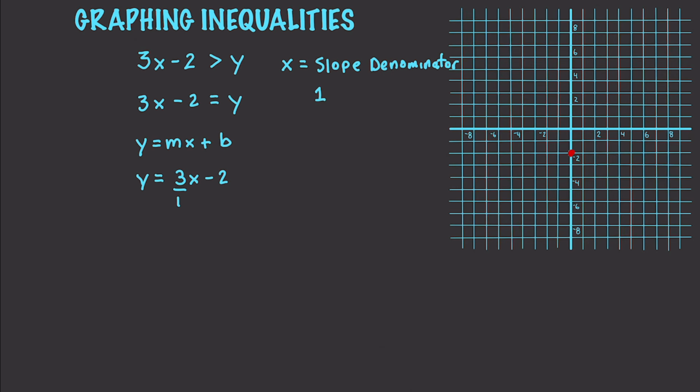Then our y is going to be equal to the numerator, which is 3, as we can see right there, plus our y-intercept. So that's going to be 3 minus 2. So that's going to give us a value of 1. So the next point that we're going to be drawing here is going to be 1, 1. Pretty easy. And let's go and do it with the red one here. Just do it the same way.